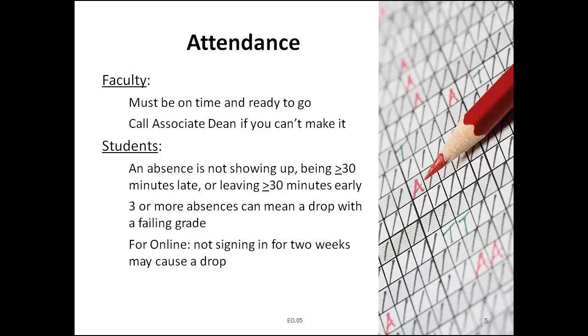In terms of student attendance, we do have a policy on that. An absence obviously is when the student doesn't show up, but we also include if the student is more than 30 minutes late or leaves more than 30 minutes early. In the time period between on time and 30 minutes late, the absence depends on the professor and how much material they feel that the student has missed. If a student misses 3 absences or hasn't signed in an online class for more than 2 weeks, the student can be dropped with a failing grade.